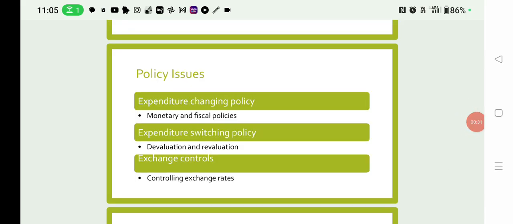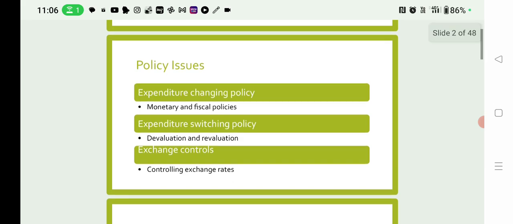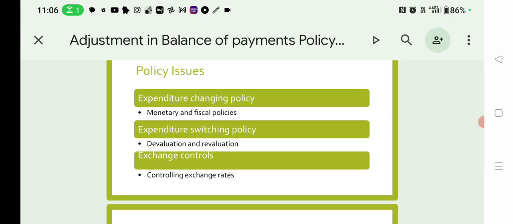There are three policy measures or deliberate measures. First one is expenditure changing policy. Second one is expenditure switching policy and exchange control measures. So these three are the well-known deliberate measures for the balance of payment adjustment by the government. So under the expenditure changing policy, monetary and fiscal policies are applied to regain the balance of payment.